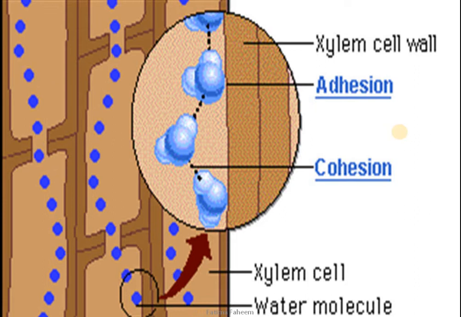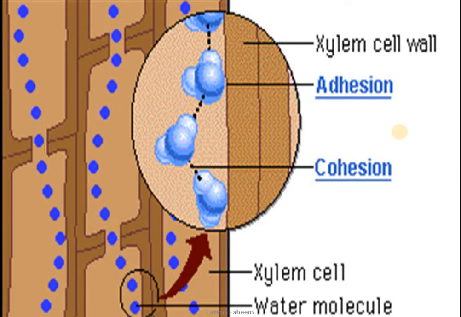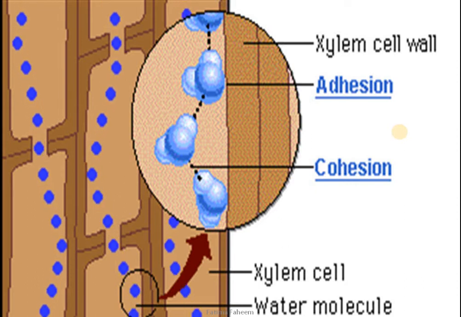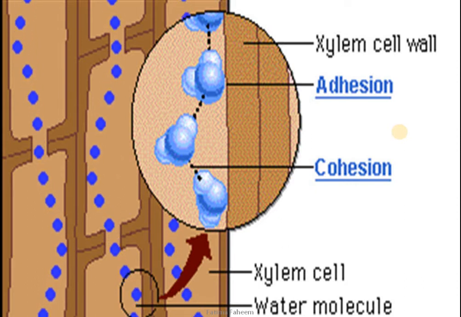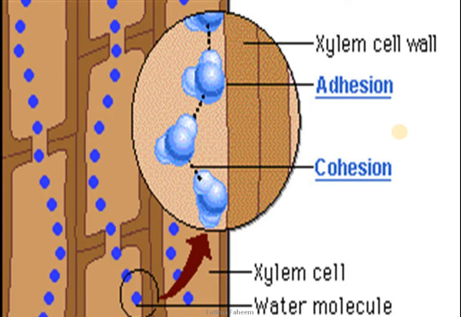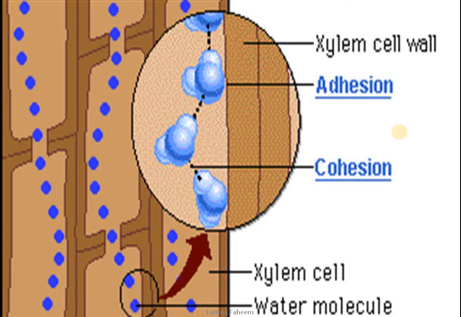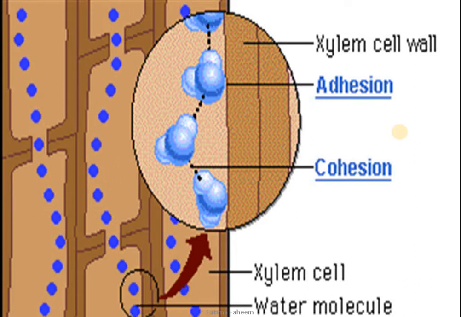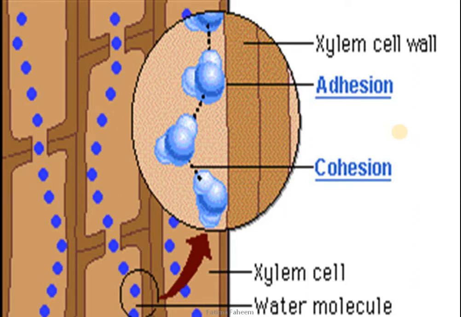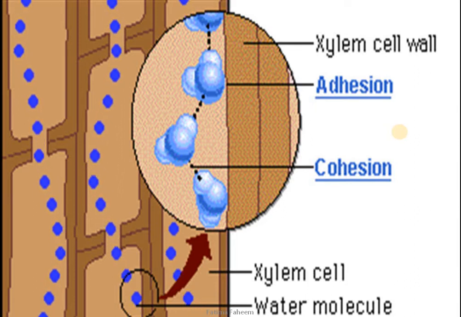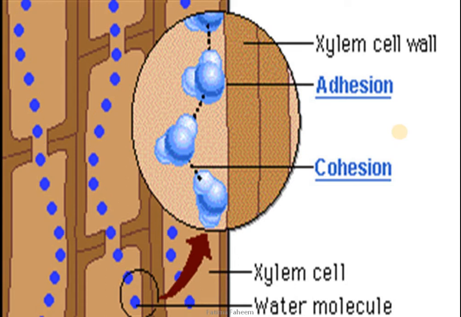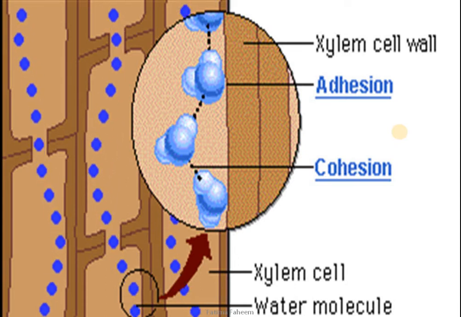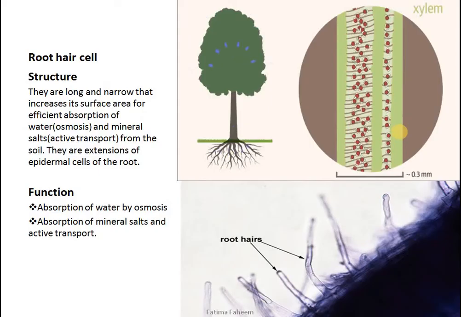This is another diagram to help you understand the function of xylem vessel. You can see water molecules moving from root to the stem without any hindrance. The blue dots are showing you the water molecules. These water molecules are lifted upwards because of two forces called adhesion and cohesion. I will explain this mechanism in your later chapters. For now, just remember the structural adaptation of xylem vessel and their function.